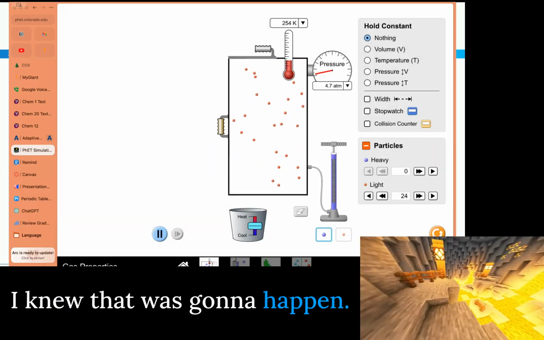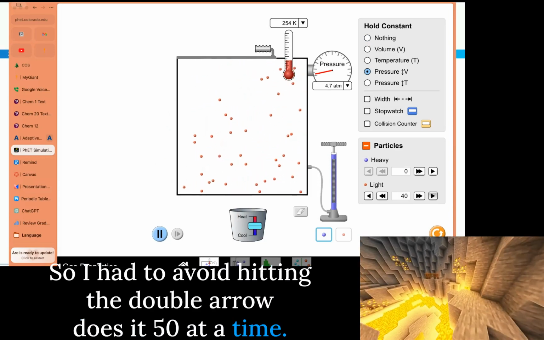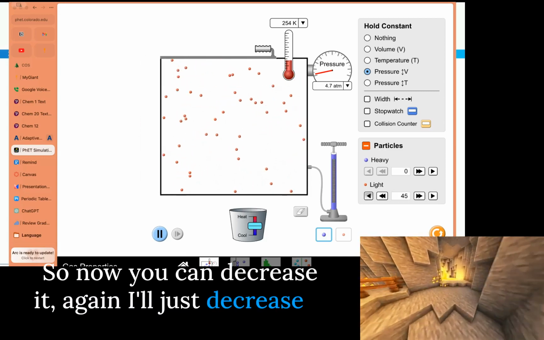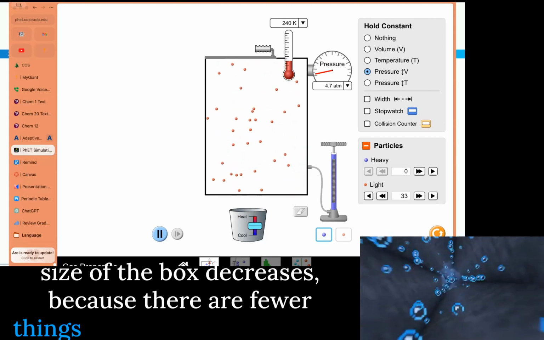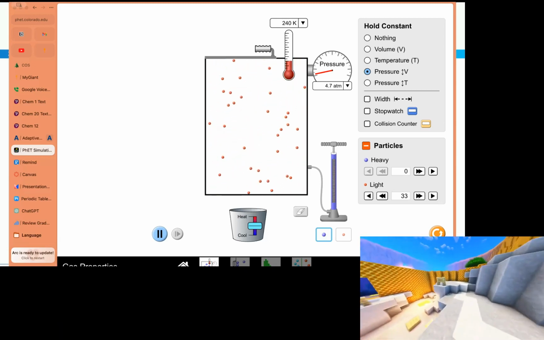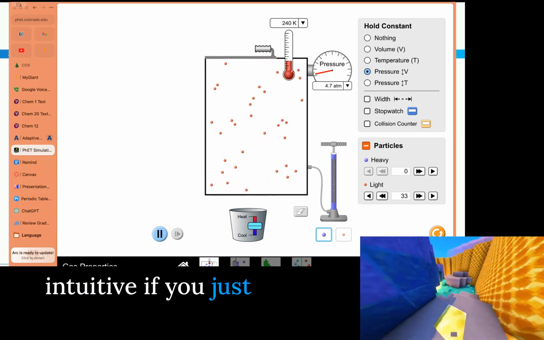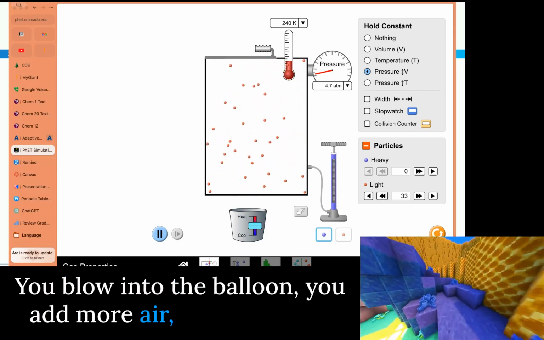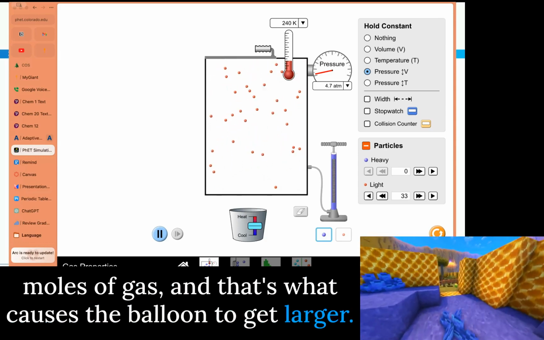Oh, I decreased it too fast. I knew that was going to happen. I had to avoid hitting that double arrow, it does 50 at a time, and it's too dramatic an increase. So now I can decrease it. Again, I'll just take particles out, and the size of the box decreases because there are fewer things colliding with the walls. This gas law, I think, is also the one that's the most intuitive if you just think about how balloons work. You blow into the balloon, you add more air, you add more moles of gas, and that's what causes the balloon to get larger.